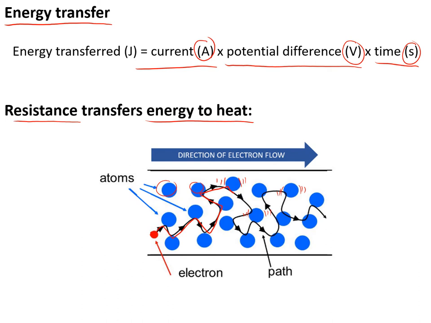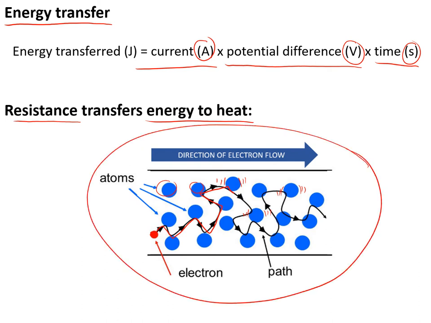Now, every time the electron bumps into an atom and makes the atom heat up, the electron itself loses a bit of energy. So this idea explains how electrons lose energy as they travel through a wire by transferring it to heat energy as they collide with the atoms. That in turn means the electrical energy decreases. And this is really what resistance is all about. It's about electrons colliding with atoms.